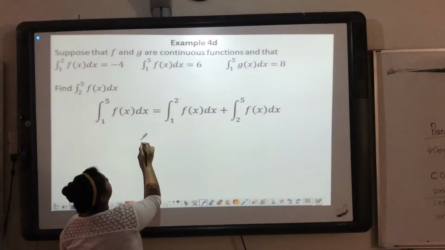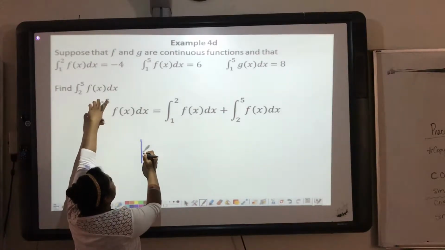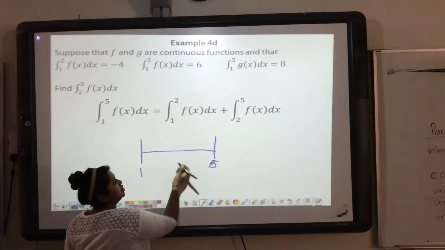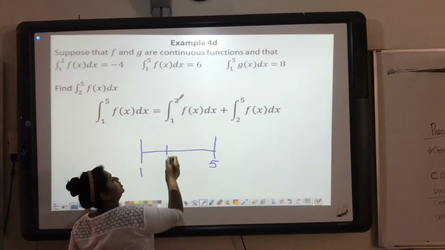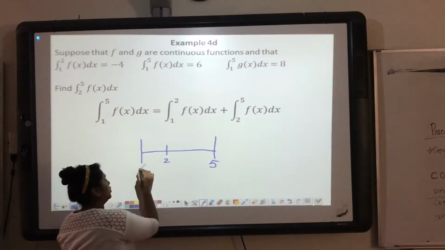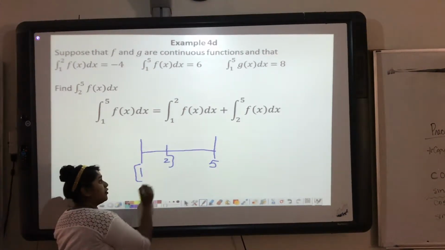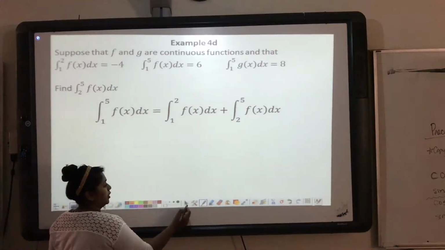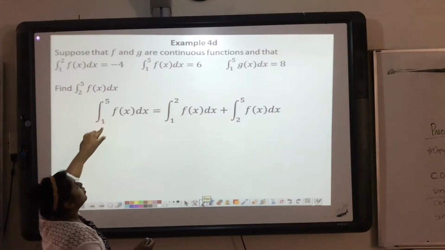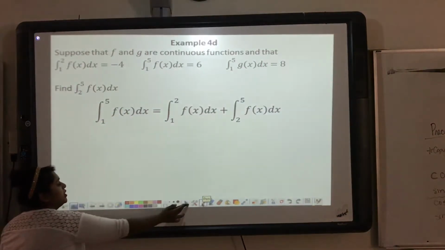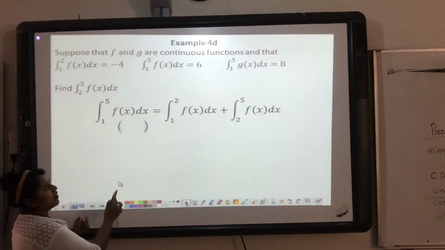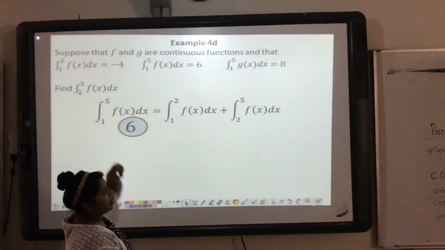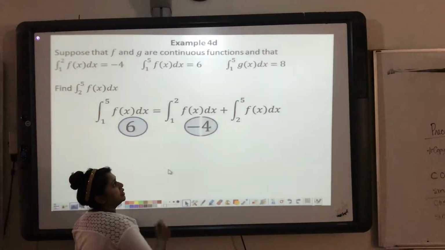So you have to think, our original interval right here goes from 1 to 5. So we can see this value 2 in between. So now I have a new interval from 1 to 2, and then another interval from 2 to 5. That's the whole purpose of additivity, is to split those apart. So my interval from 1 to 5, we know that was a given value. That given value was 6. We did know that. Okay, the interval from 1 to 2, we were also given. We know that information. That is -4.